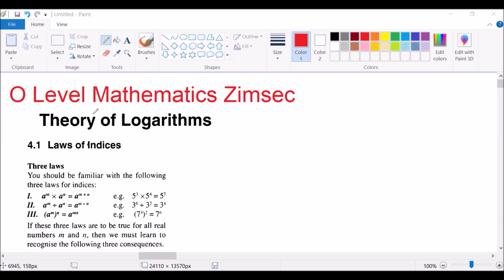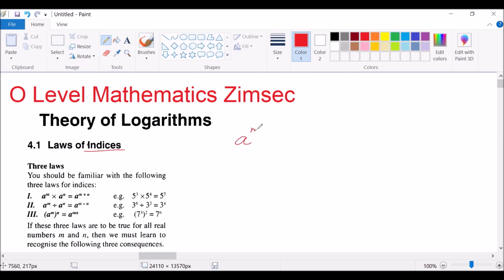Today we are looking at O-level mathematics for ZIMSEC. The topic, laws of logarithms. Logarithms are very much connected to indices. From the video on indices, we must be familiar with the following laws.